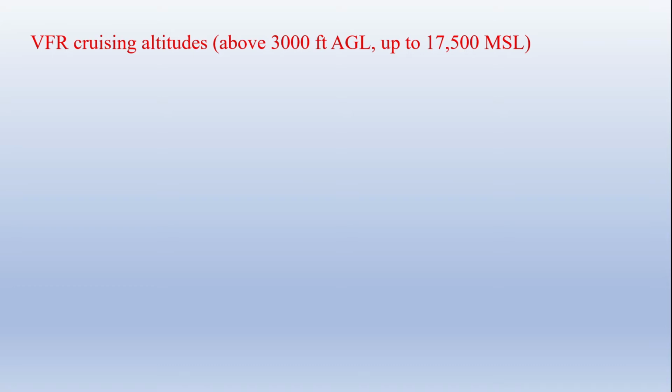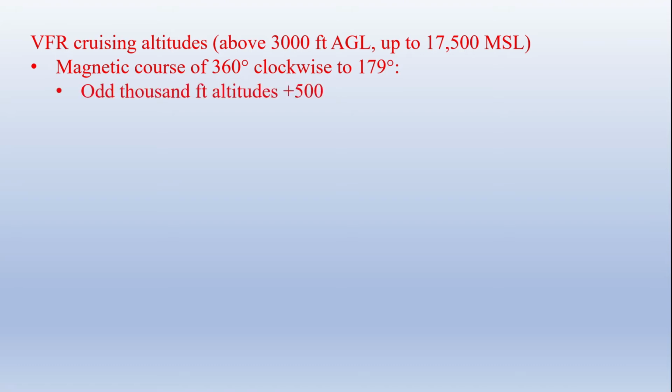If you're headed generally in an easterly direction, a magnetic course of 360 clockwise around to a magnetic course of 179, your cruise altitude should be odd 1,000 feet plus 500 feet. So you're going to use altitudes like 3,500, 5,500, 7,500. And those are altitudes MSL, or above mean sea level, not AGL.